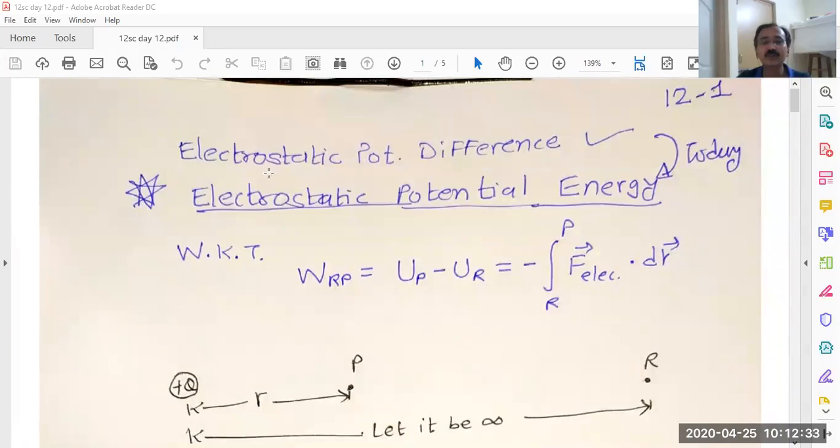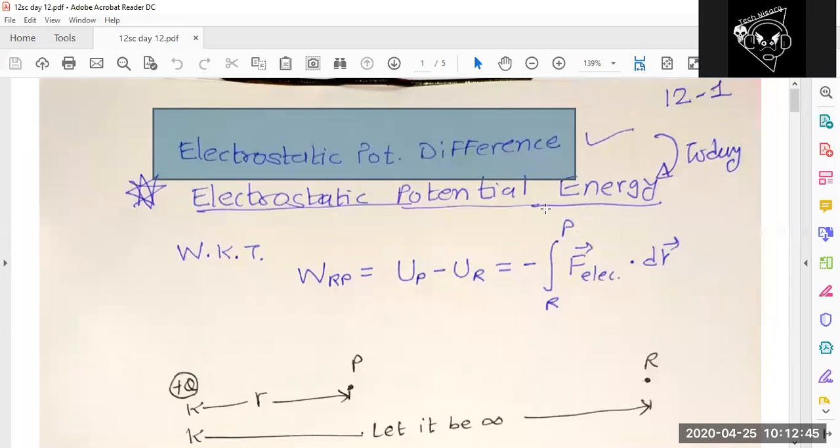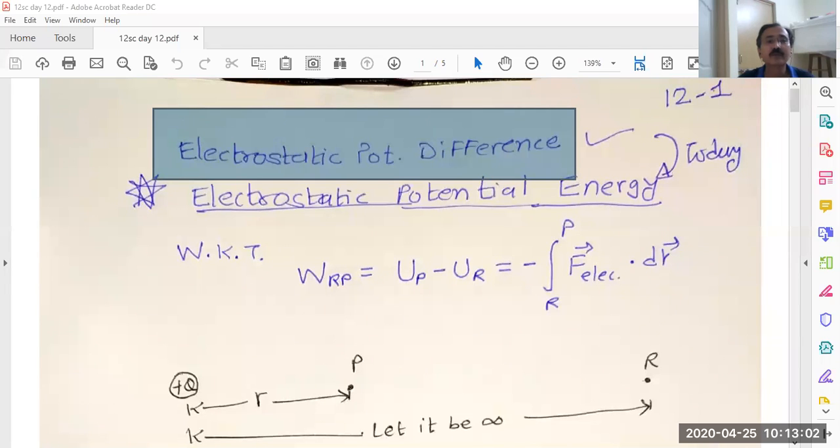Okay, so starting from scratch. This was electrostatic potential difference, if you still remember. Do you remember that? And what was the story in this, do you remember anything? Bringing the point charge from R to P. And then we take infinity as the point R.